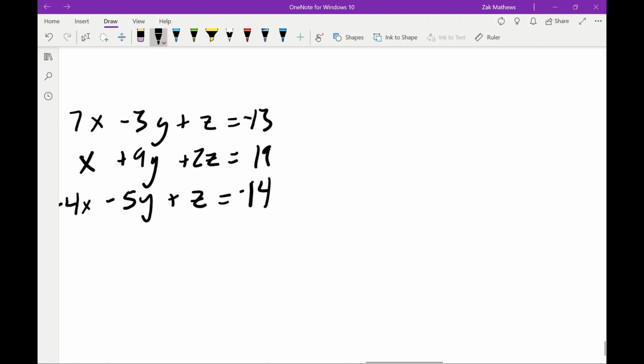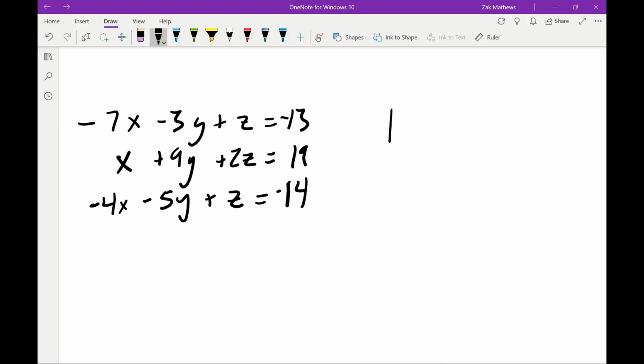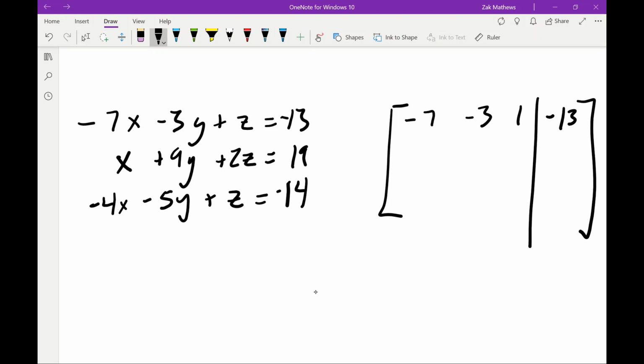So first thing I'm going to do is convert this over to a matrix form, and we saw this is relatively easy. -7, -3, 1, -13. We have a 1, 9, 2, and 19. We have a -4, a -5, a 1, and the -14. All right, first step's the same.